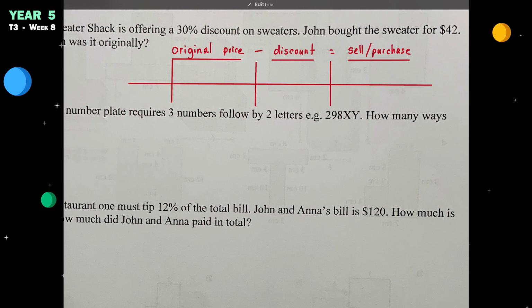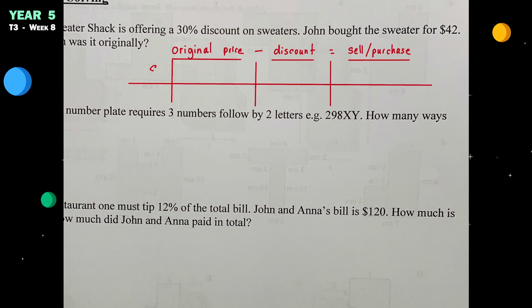So in the first row, I'm going to talk about in terms of dollars, and in the bottom one, I'm going to talk about in terms of percentages. So the original price, do we know? No, we don't. We're looking for this original price. We're trying to find out this number here, this question mark. Do we have a discount price? No, we don't. We don't know how much we're discounting by. But what we do know is that in terms of percentage, the discount is 30%. So we can actually write 30% here because we have that information.